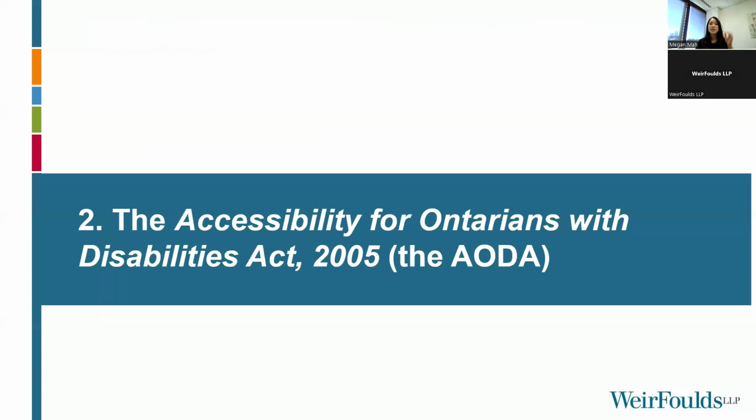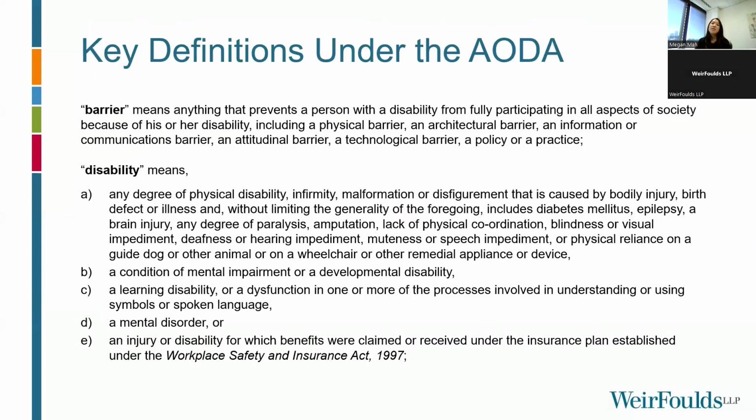Now, turning to the Accessibility for Ontarians with Disabilities Act 2005, or the AODA, as we usually call it. I wanted to set out some key definitions under the AODA because, as I mentioned, these two statutes, the Human Rights Code, which we've just covered, and the AODA, are two distinct statutes, but there are also some overlapping concepts and overlapping obligations that come out of these two statutes.